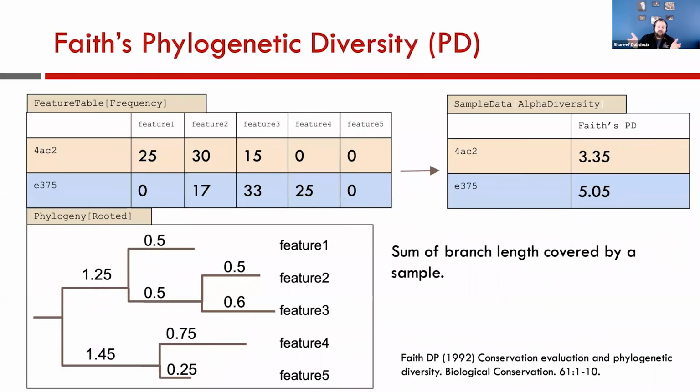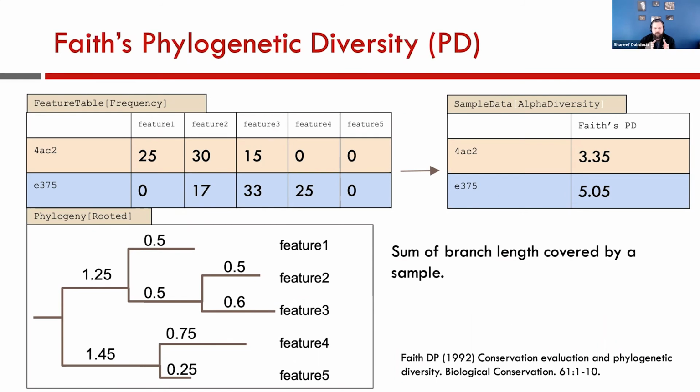So we generated this earlier with QIIME2, Faith's phylogenetic diversity. It's an alpha diversity metric that uses the phylogenetic tree. And so it's calculated by the sum of the branch length covered by a sample. So you take the branch lengths, and these branch lengths are generally related to phylogenetic distance, evolutionary distance between the things below and above.